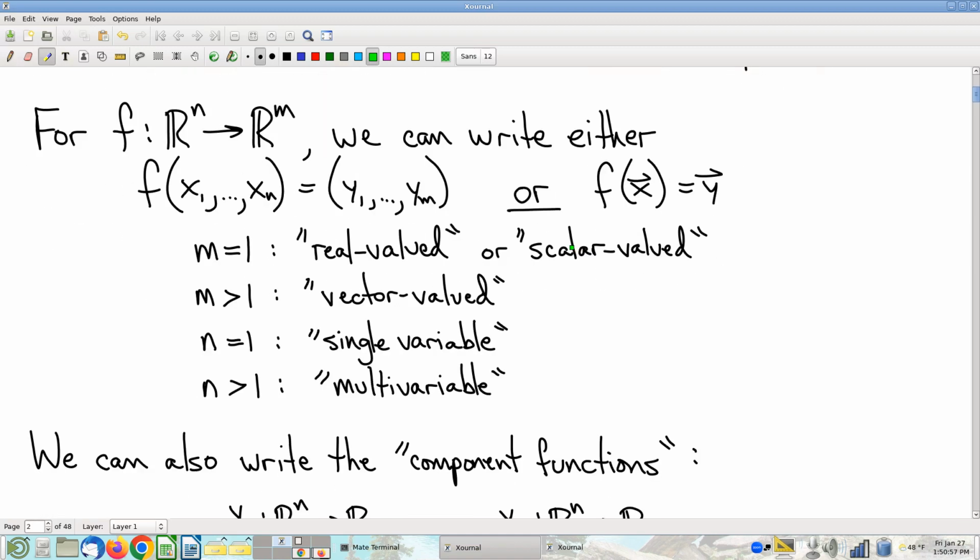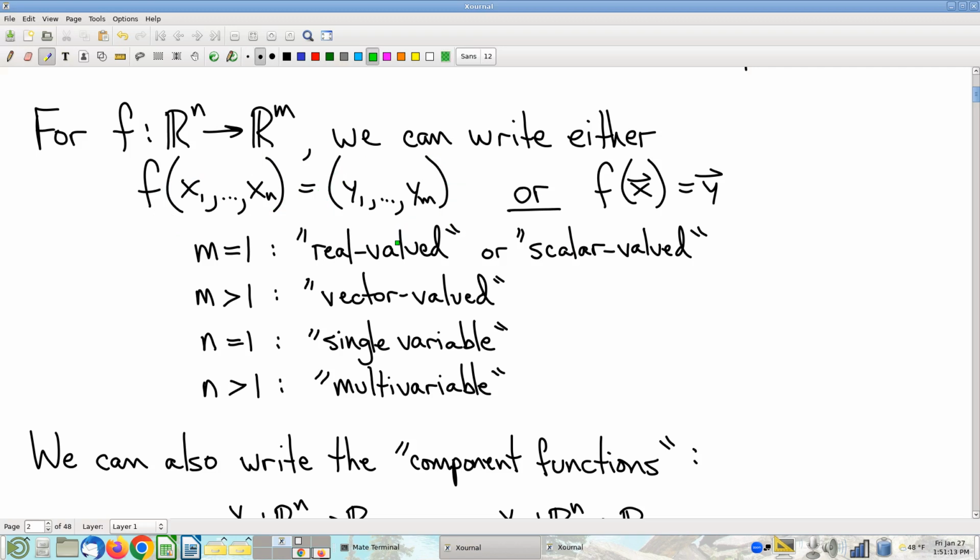Okay, now here's a bunch of language. Y'all can read through this. There's nothing deep going on here. The big idea is that if you have a multivariable function, well, you're going to have multiple input variables. And you might have multiple output variables as well.